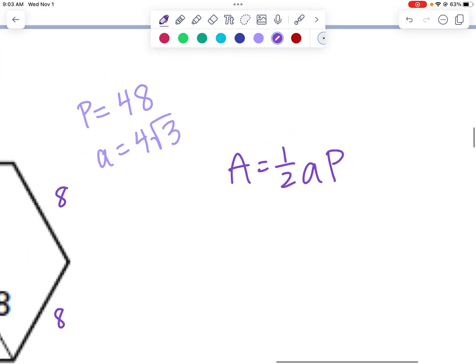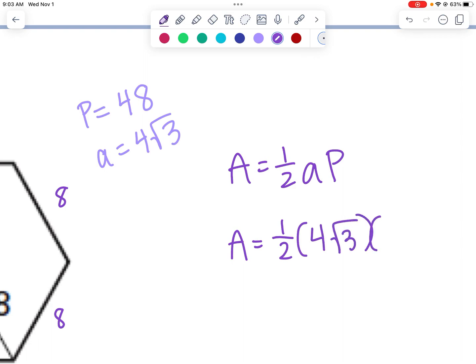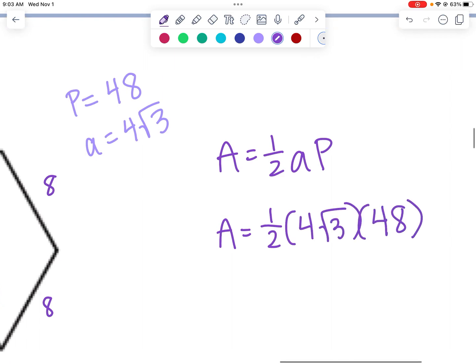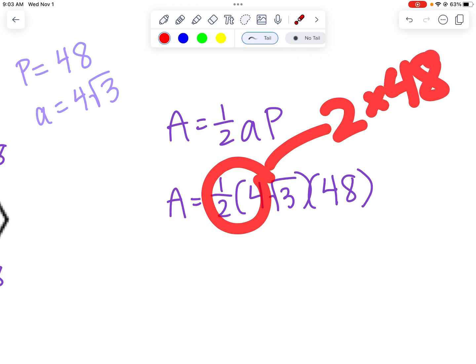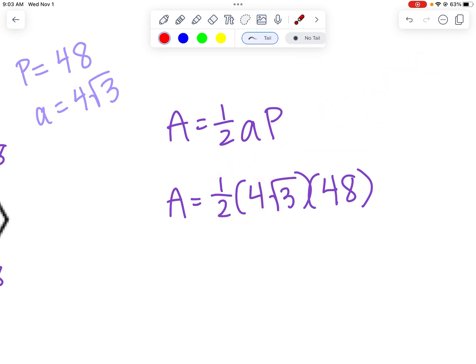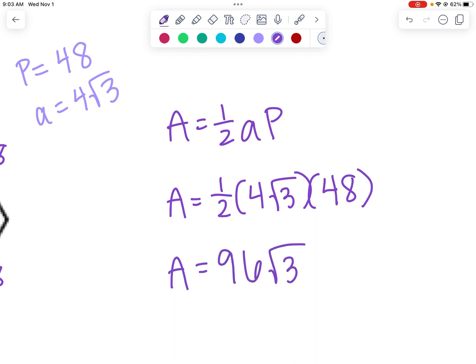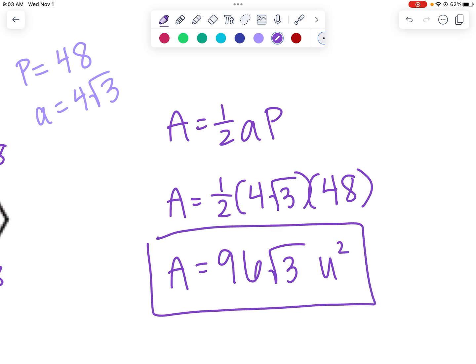So back over here, I know the perimeter. Found that. I found the apothem. So I'm going to do half. The apothem was 4 root 3 times the perimeter, which is 48. Remember that half of 4 is just 2. So then you can just do 2 times 48, and then we'll tack on the root 3. So 2 times 48 would make that 96 root 3 units squared, because area is always units squared.